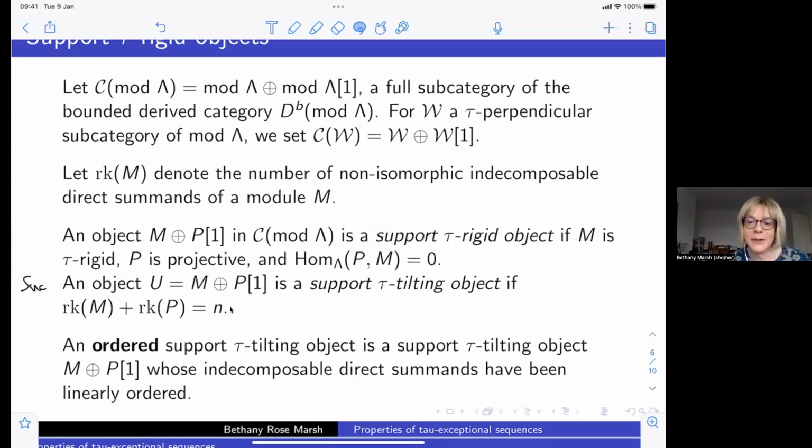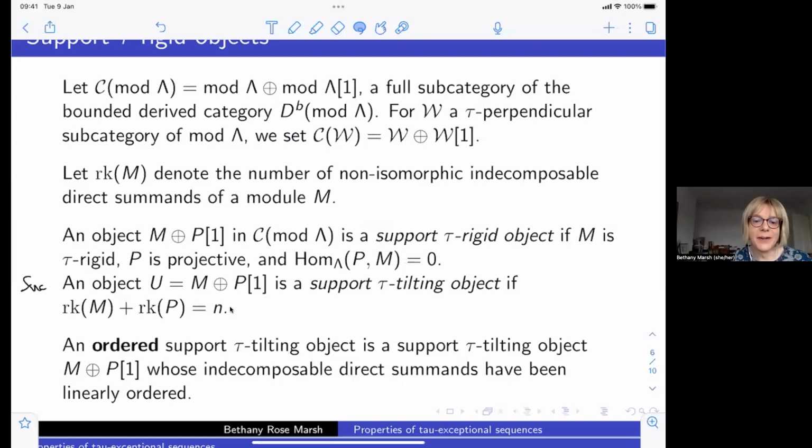We can think of a support tau rigid object, instead of being a pair consisting of a projective and a module, as a module plus the shift of a projective. So that's quite a convenient way to do it. Okay, so it's a module plus a shift of a projective. The module must be tau rigid. The projective is projective, and there's no hom from the projective to the module.